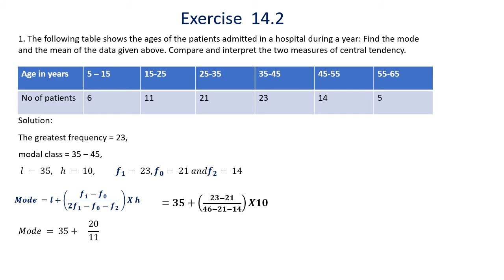In the denominator, 46 minus 21 minus 14, that is 46 minus 35, will give you 11. In the numerator, 23 minus 21 is 2, so 2 into 10 will give you 20. So 35 plus 20 upon 11, when you divide, you get 35 plus 1.8, that is 36.8. So we found the mode. Let's find the mean.